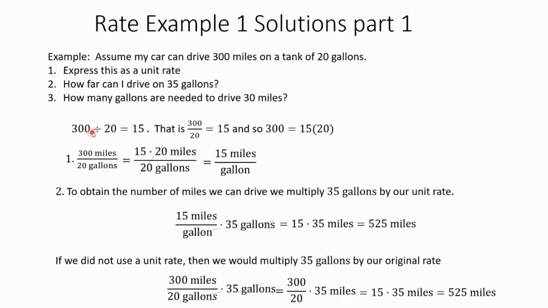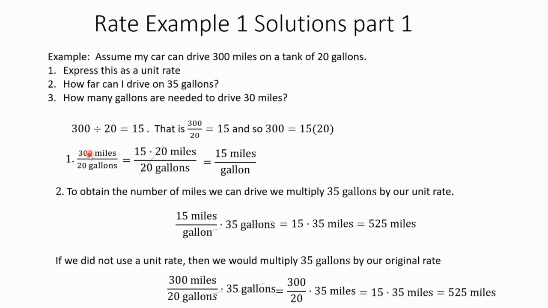So anyway, what we have for number one is 300 miles per 20 gallons. Now, if we want to write this as a unit rate, what we want to do is get the denominator equal to 1. I know this stuff probably should have been below here, so I apologize if it's out of order, but hopefully you still get the idea.